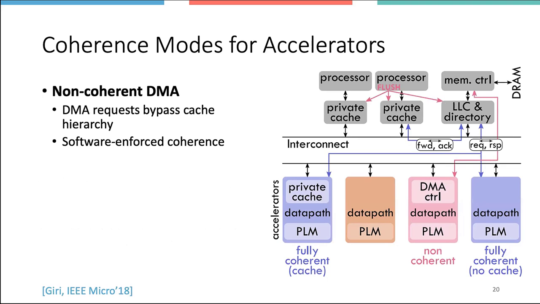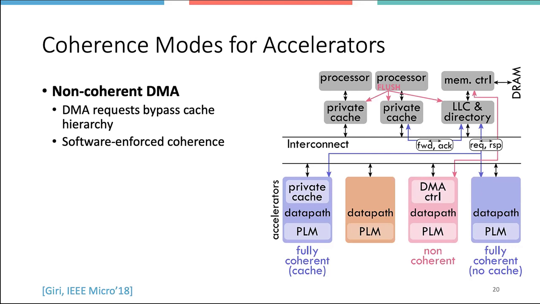In a non-coherent DMA mode, memory requests bypass the cache hierarchy entirely. So this means that software needs to enforce coherence. In ESP, we allocate accelerated data in a cacheable region. So this means that at runtime, we have to flush the entire cache hierarchy for this particular coherence mode.